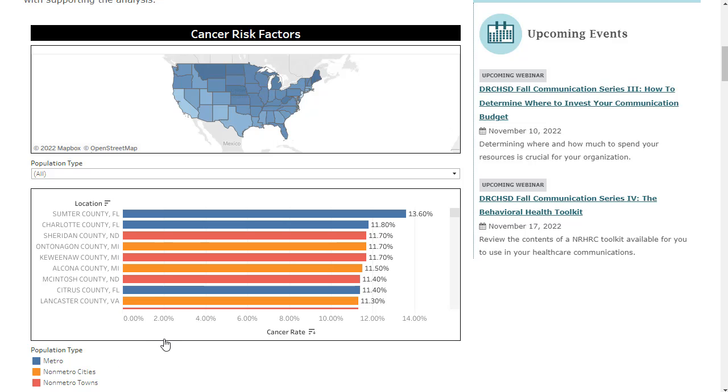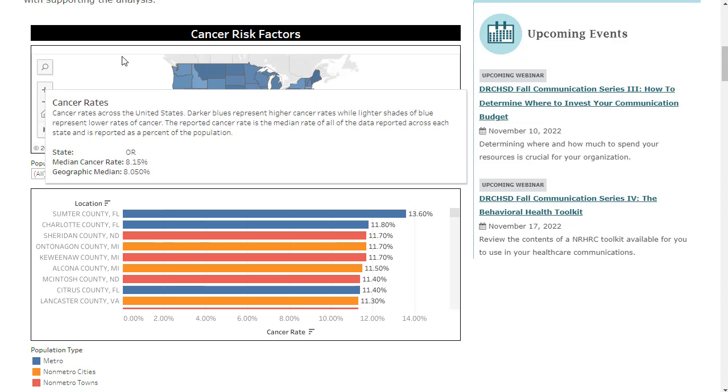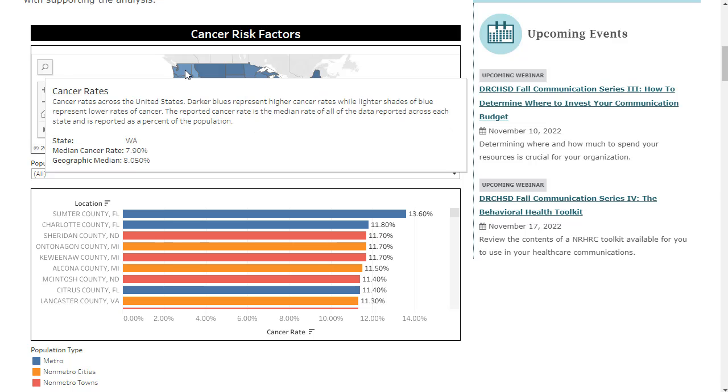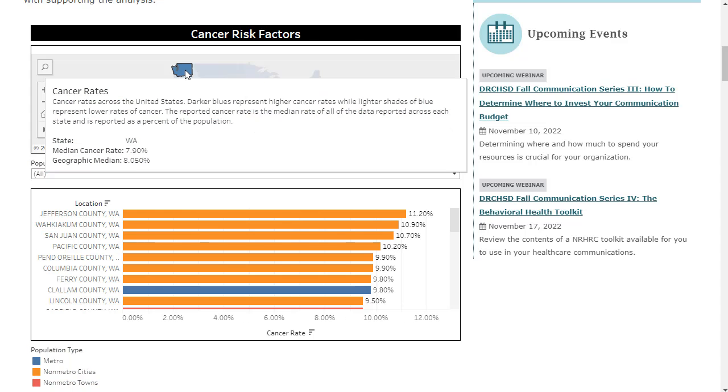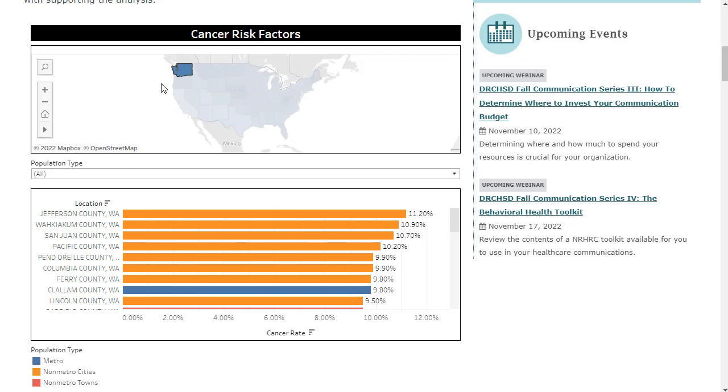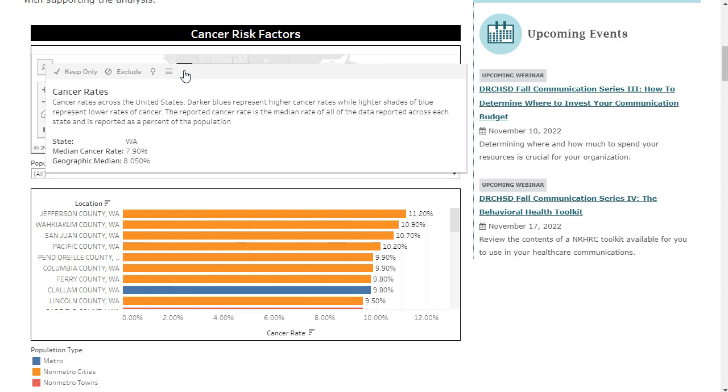So what we can do is use a filter to take a look at only certain types of populations. We can also select a state to look at specific states. So in this case, let's take a look at Washington. So click on Washington, and we can see the median cancer rate for Washington is 7.9%, and the geographic median, again, across the United States is 8.05%.